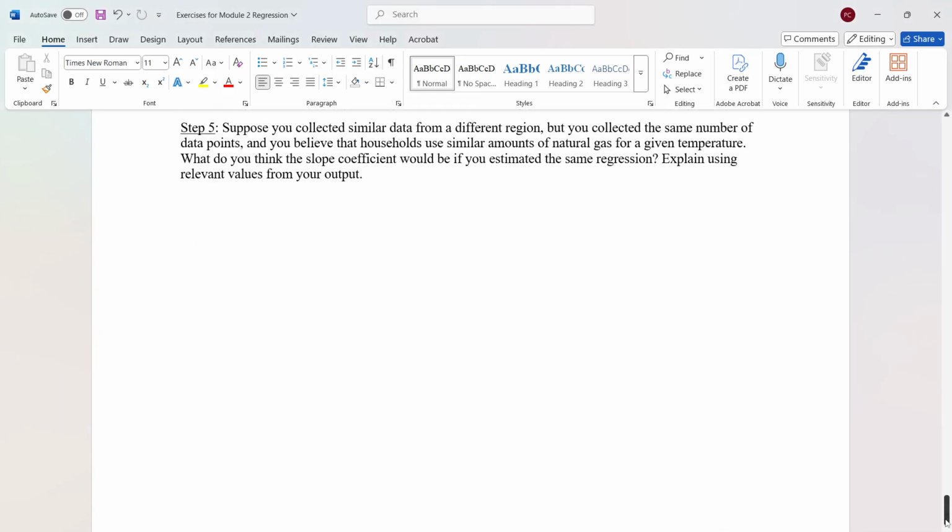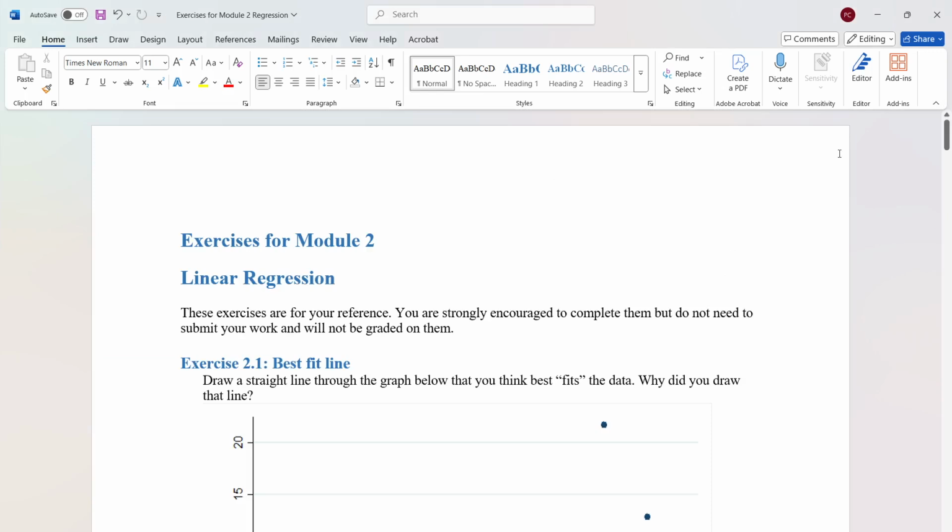That is the end of these exercises for Module 2. So I will finish it right there.